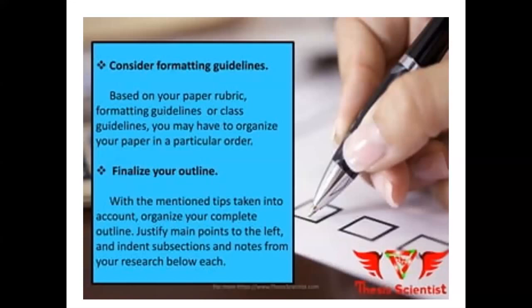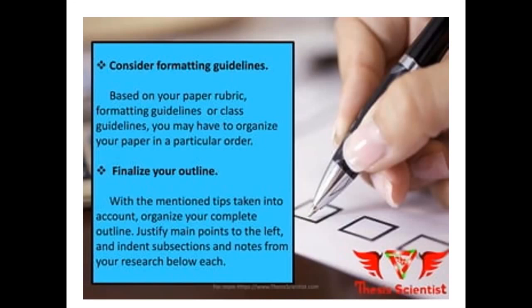Then formatting guidelines based on your paper rubric, right? Normally a paper rubric or author guidelines are given. Paper rubric means author guidelines. Now, for example, for this particular symposium, if you go to the symposium website, there are author guidelines given. Formatting guidelines, class guidelines, organizing your paper, font size, right? Everything is given in author guidelines, number of words, right? Then referencing styles, everything is given in author guidelines. You have to follow that. Then finalize your outline.